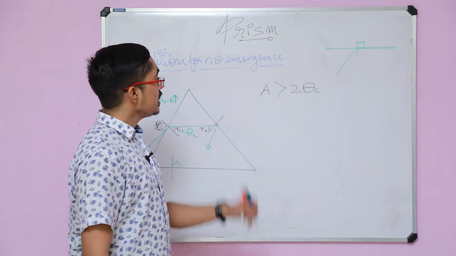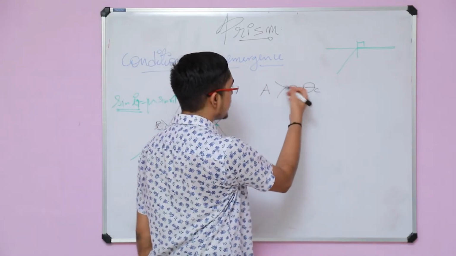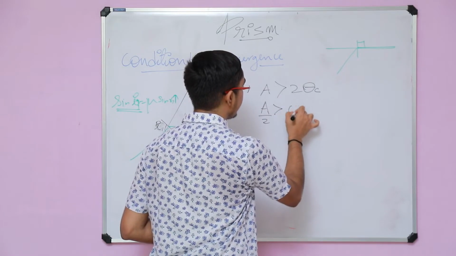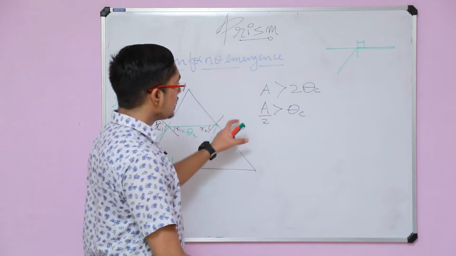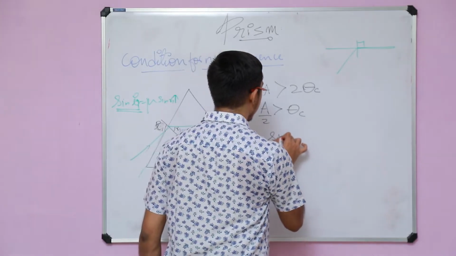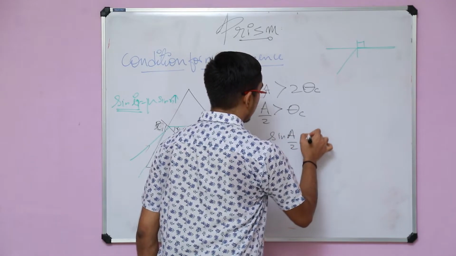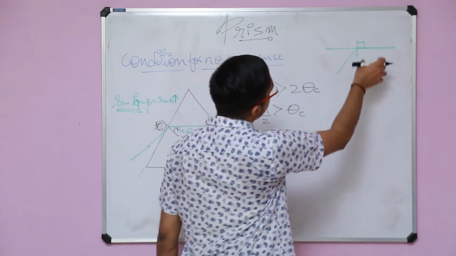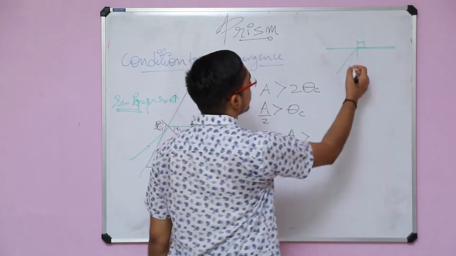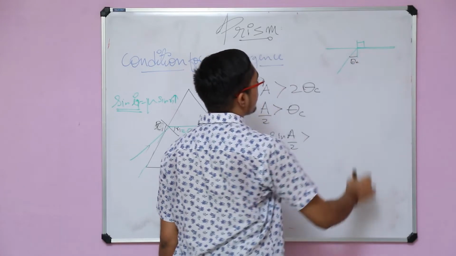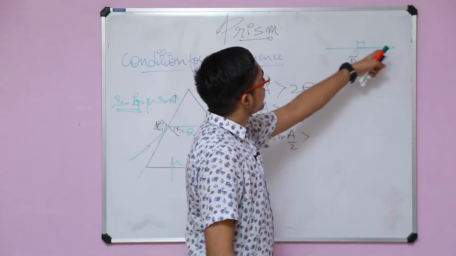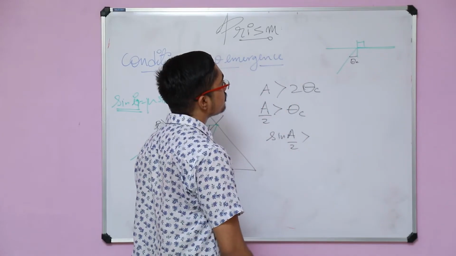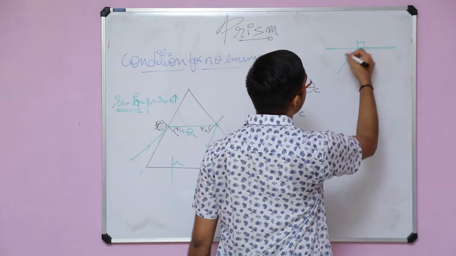So A is more than 2 theta c, that means I will just use the properties of inequality here. A by 2 is more than theta c. If I take the sine values over there, sin A by 2 is more than, what is sin theta c here? You know that if I just consider this refracting condition and if I say that this is equal to theta c, then my refracted ray will graze over the surface of the interface between the two media. I am applying Snell's law over here in this kind of a condition.